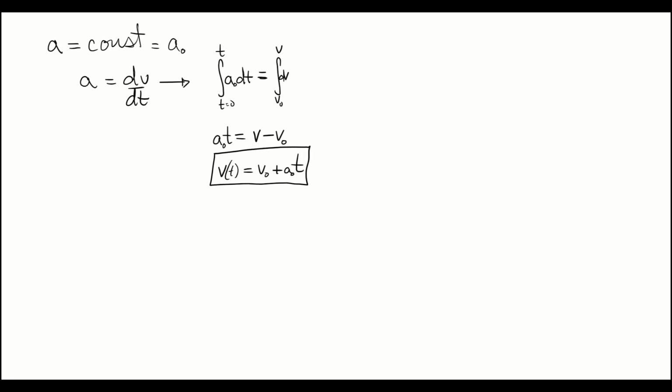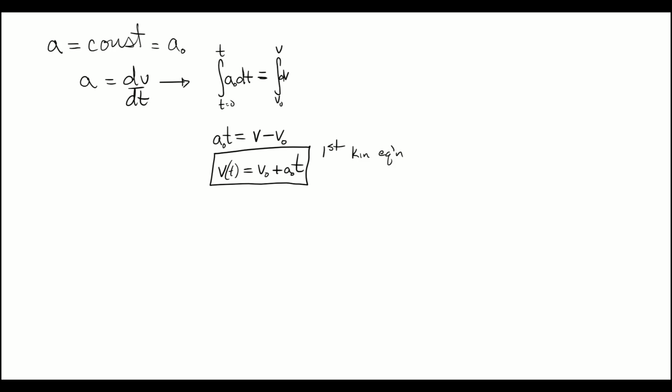This is actually our first kinematic equation. I'll just write first kin equation for constant acceleration. If we want the velocity at some later time t, it's just our initial velocity plus how much that velocity has changed, which is our acceleration times time.